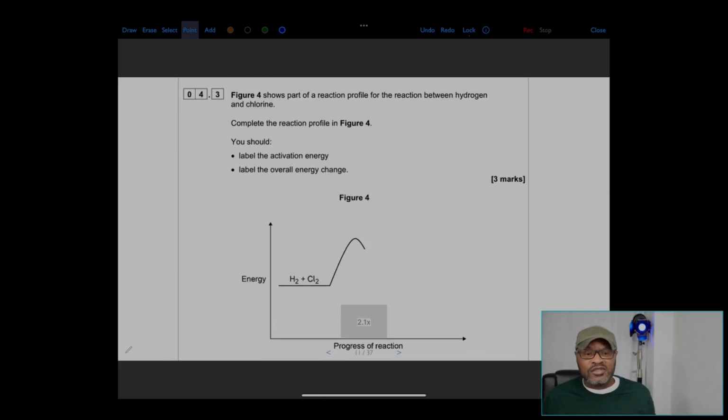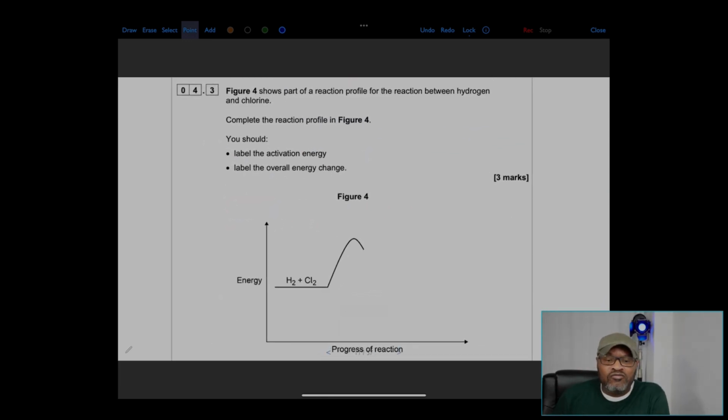Question 4.3, and we've been given this diagram here. Figure 4 shows part of a reaction profile for the reaction between hydrogen and chlorine. Complete the reaction profile in Figure 4. You should label the activation energy and label the overall energy change. So we need to complete this. This is the reactant, so we need to take that all the way to the product there.